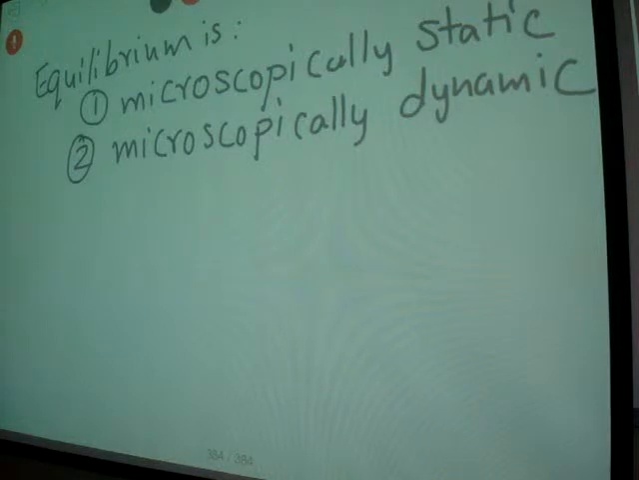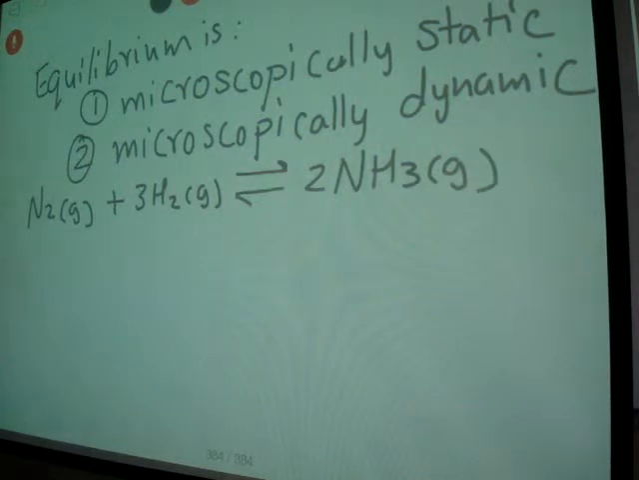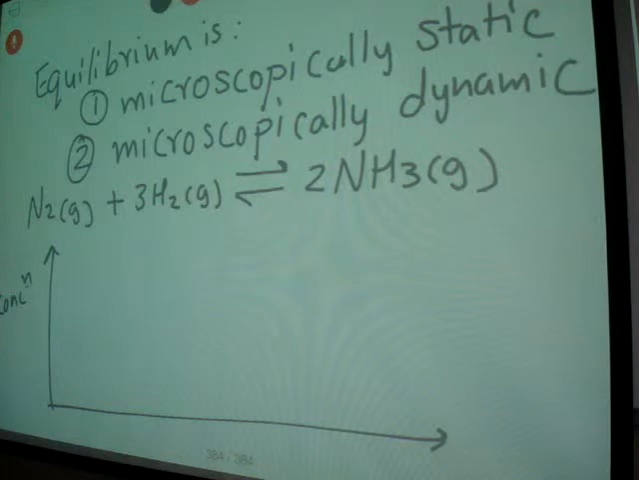So let's take an example. Let's say we have 1 mole of N2 gas and 3 moles of H2 gas. They are in equilibrium. You can see the forward arrow and backward arrow. It gives 2 moles of ammonia, NH3 gas. And when we write changes in concentration, let's plot the graph: we have concentration and we have time.